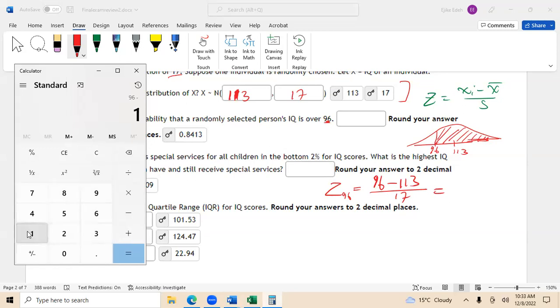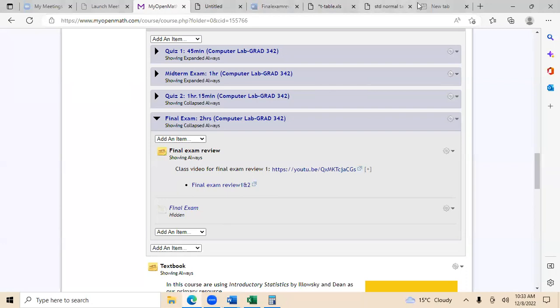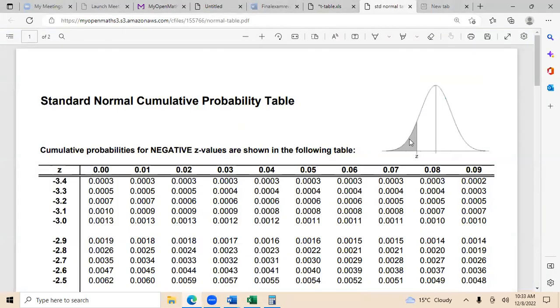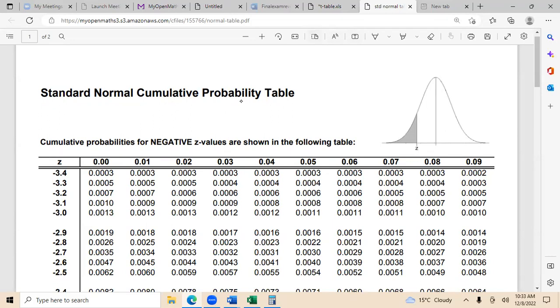96 minus 113 is equal to negative 17. Negative 17 divided by 17 will give us negative 1, of course. So we have negative 1 as our Z value. So we just go to the table and find the area for negative 1, right? Pay attention that the normal table, the Z table, has this sample shaded area here. It's simply telling you that whatever area you find is from the left tail.